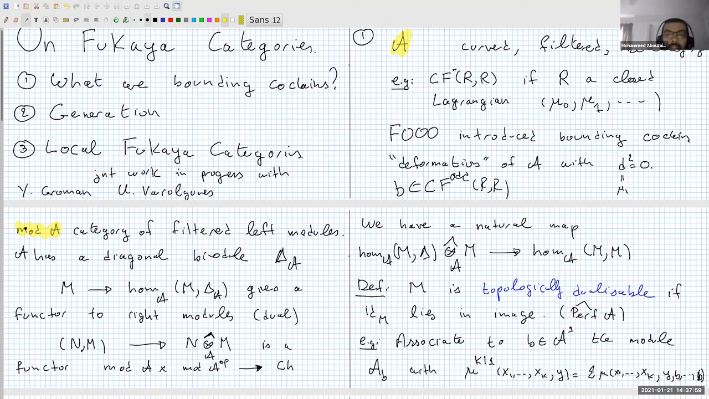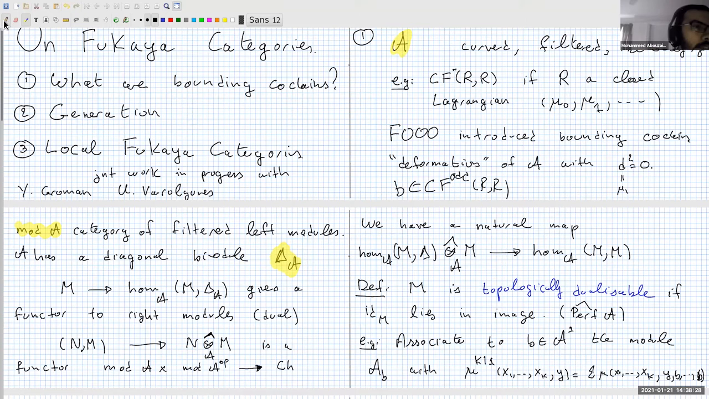So A has a category of left modules, and it also has a well-behaved object, which is the diagonal bimodule. So any curved A infinity algebra does not have a canonical module that you can associate to it, but you can always associate a canonical bimodule. And the rough idea is that a bimodule involves multiplication on the left and multiplication on the right.